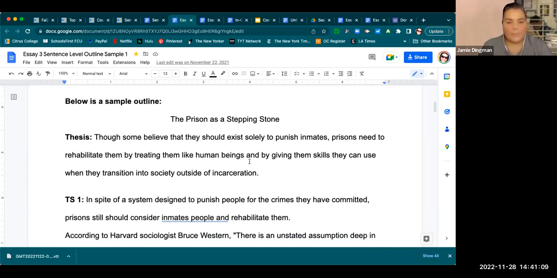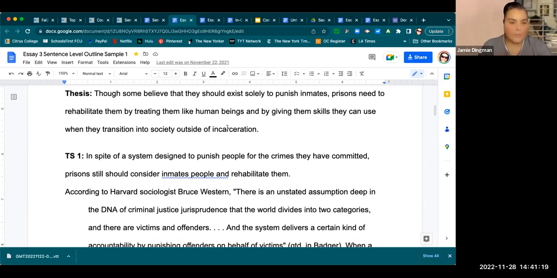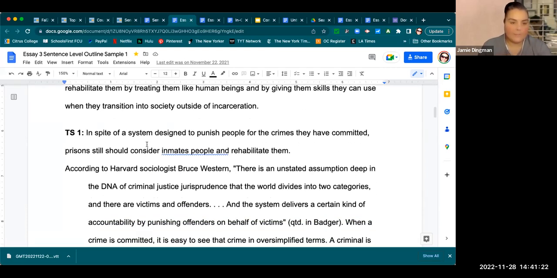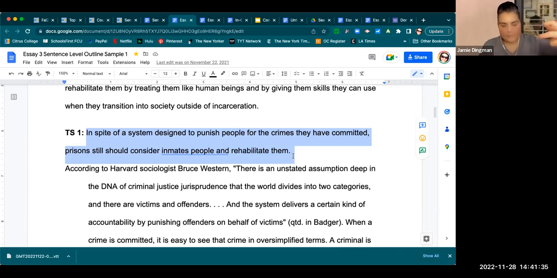Okay, though some believe that they should exist solely to punish inmates, prisons need to rehabilitate them by treating them like human beings and by giving them skills that they can use when they transition into society outside of incarceration. Okay, so we have a topic sentence number 1. In spite of a system designed to punish people for the crimes they have committed, prisons should consider inmates people and rehabilitate them. Okay, so that's the claim that they're making, right? That we have to humanize people. We shouldn't be trying to dehumanize, and we should be looking at trying to rehabilitate them because they are people. Okay, so clear topic sentence.